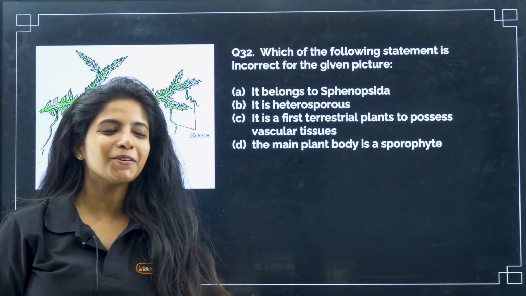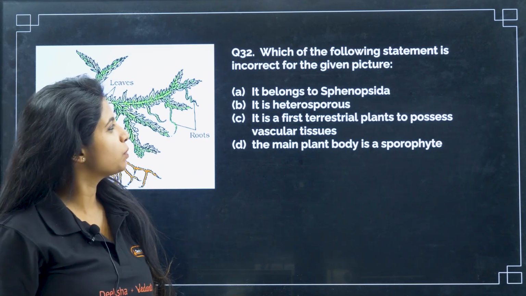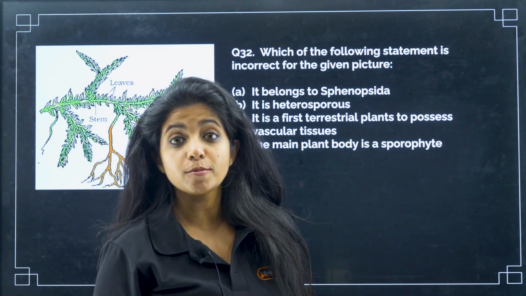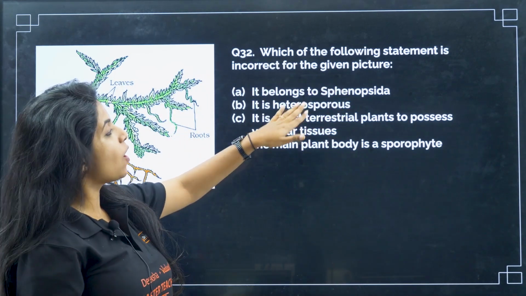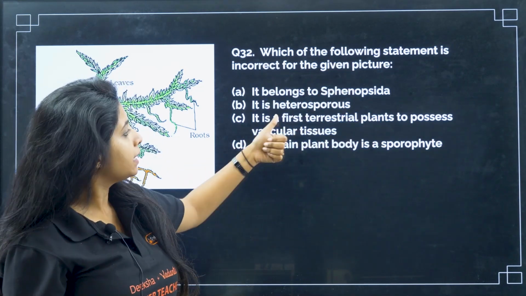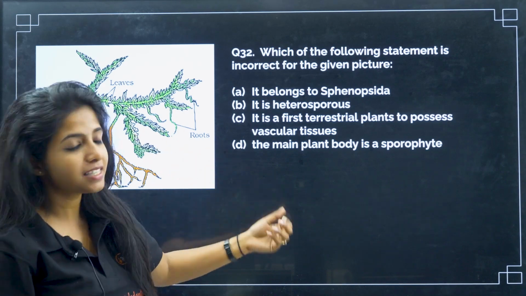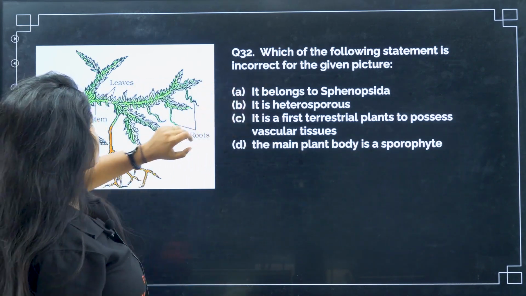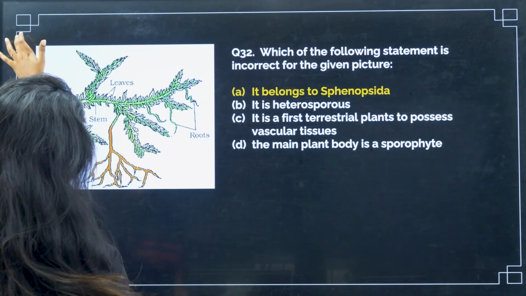Okay, my dear children, going ahead with the 32nd question. Which of the following statements is incorrect for the given picture? What is this? This is Selaginella, and it belongs to what? Lycopsida. The first statement is wrong, that it belongs to Sphenopsida; it belongs to Lycopsida. Now, it is heterosporous. Correct. It is among the first terrestrial plants to possess vascular tissue because it comes under Pteridophytes. And the main plant body is sporophyte. That is also correct. The only wrong statement given here is A.